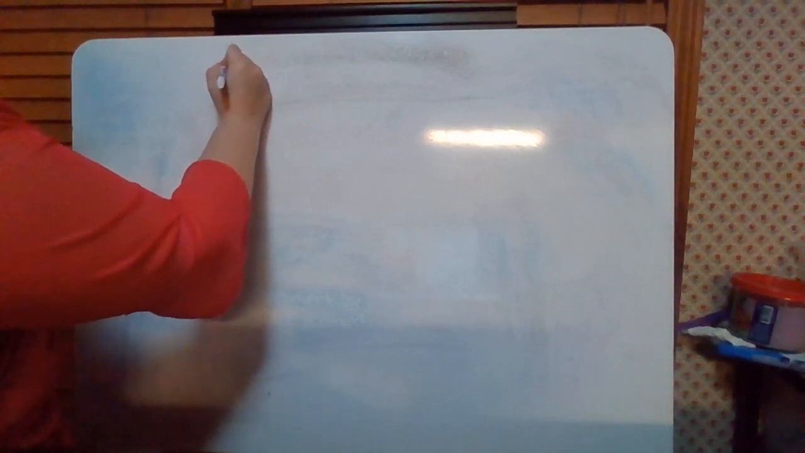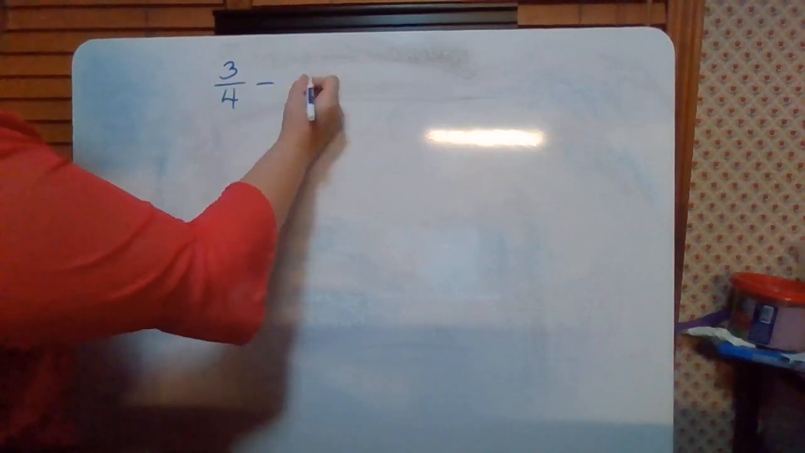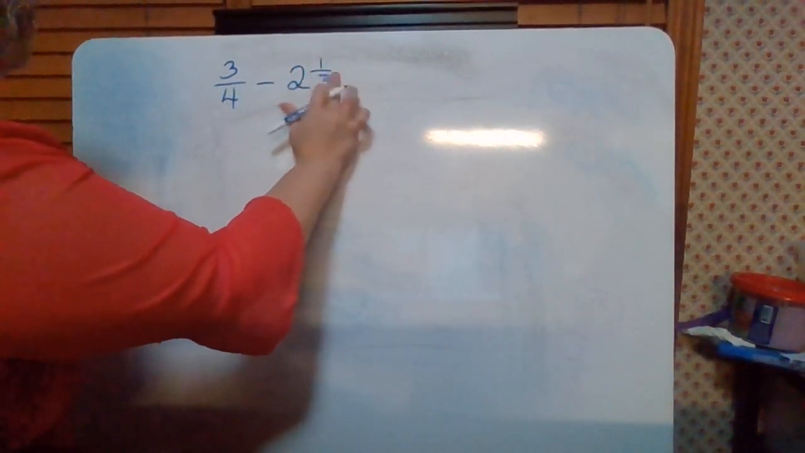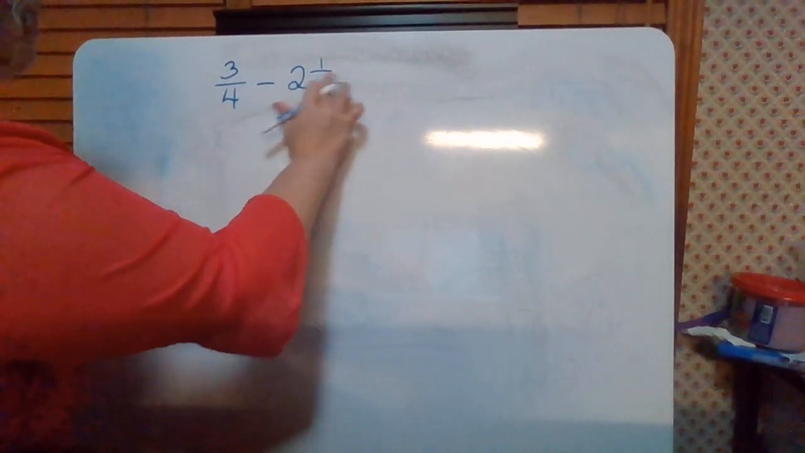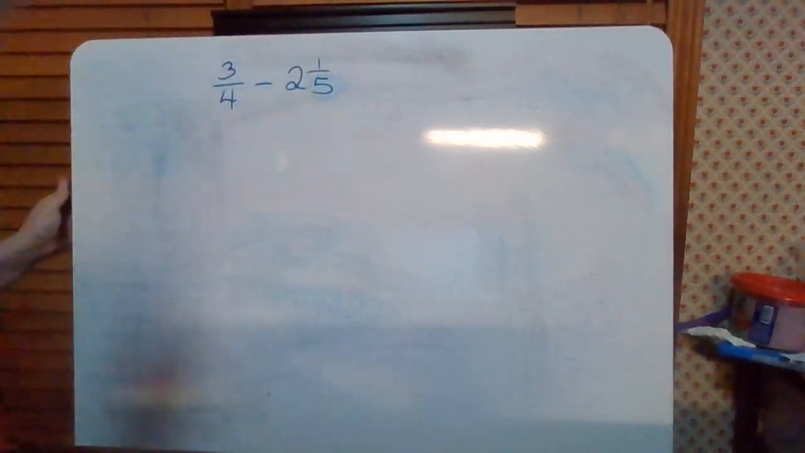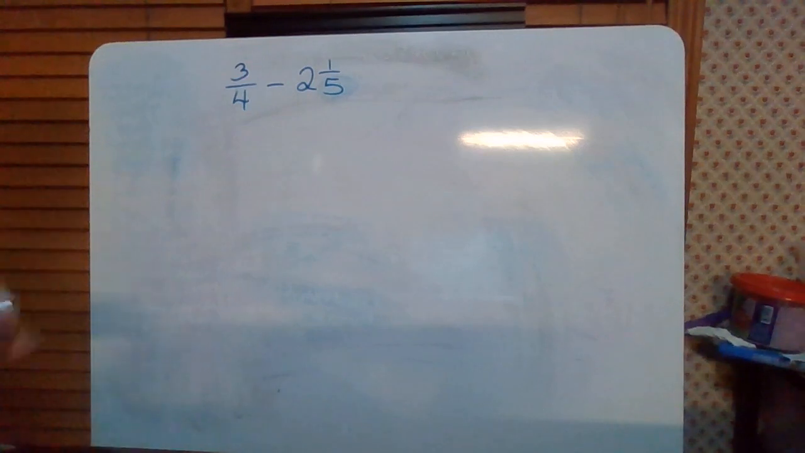So let's say that I give you 3/4 minus 2 1/5. The first one was just both of them positive, so we didn't have to worry about sign rules. This one we do. I just wanted to remind you about getting a common denominator.